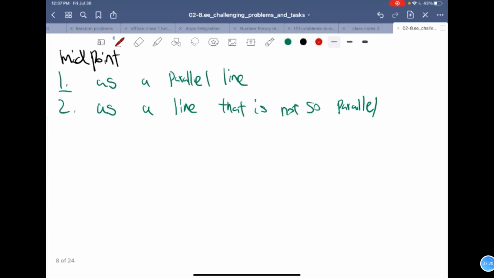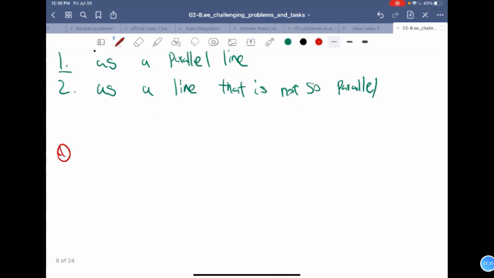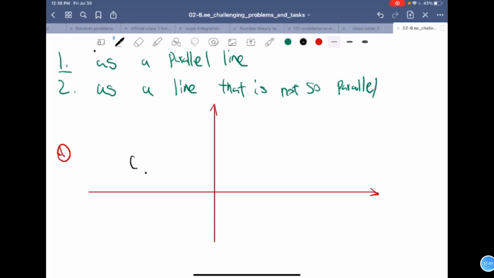So here I'm gonna draw that first. This is gonna be easy, I swear. This part is easy, you won't mess it up. All right, so here's the plane. Let's say -4, 2 and 4, 2. Tell me what is the midpoint.